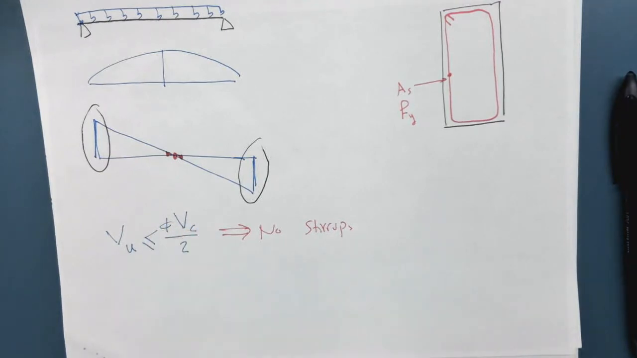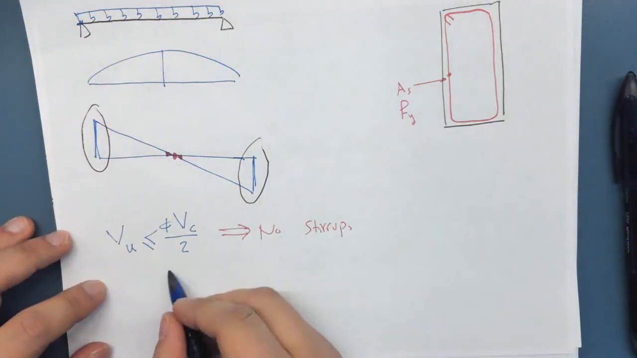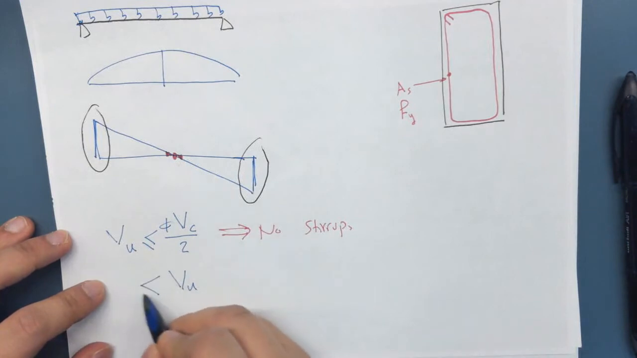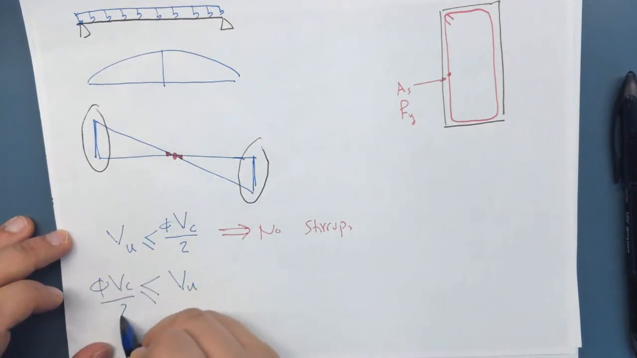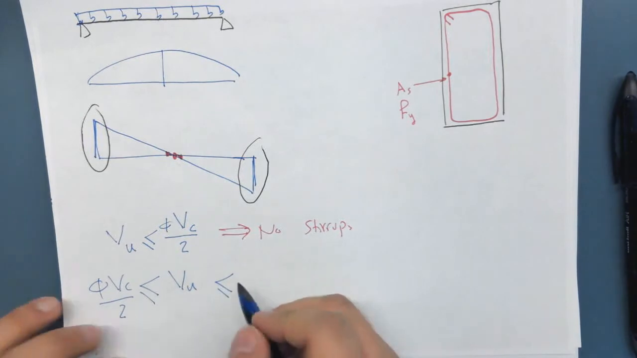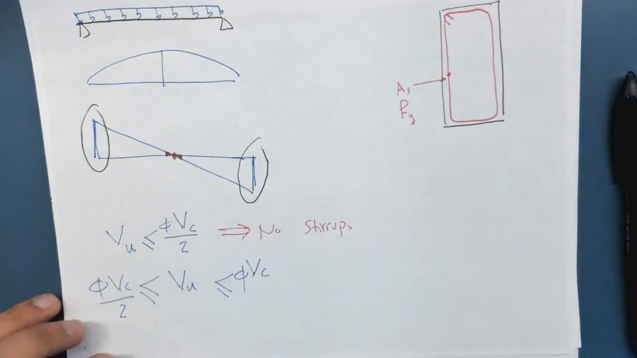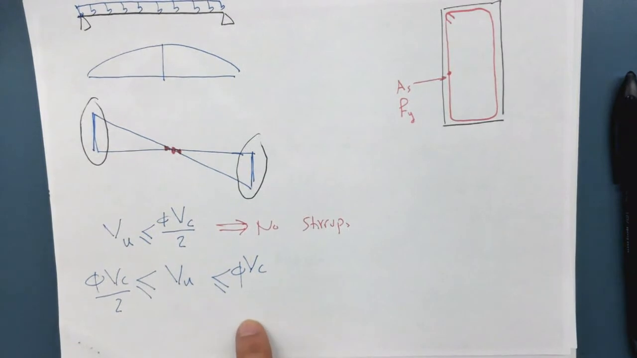What is this VC? Again, you will find this in the notes that you will be given in the FE. This is the equation for VC. It's the width of the section, the depth of the section, multiplied by the square root of f'c. What if it's greater than that? If it's greater than half of what the concrete can carry, but still less than what the concrete can carry, so your section can carry it by itself, we say we are going to put the minimum stirrups. Okay, so the minimum reinforcement possible.